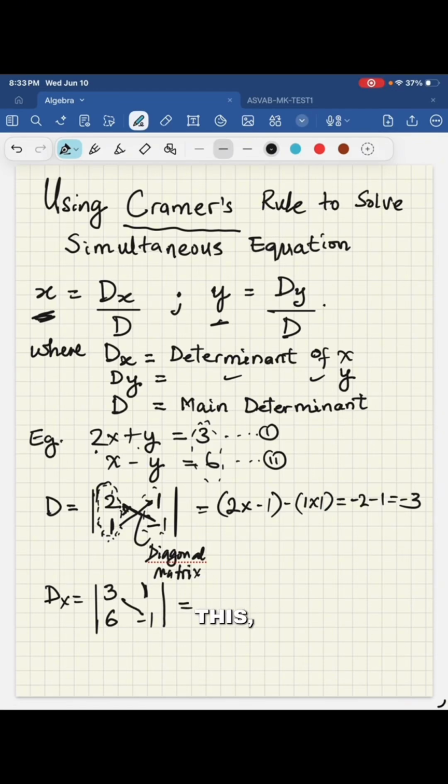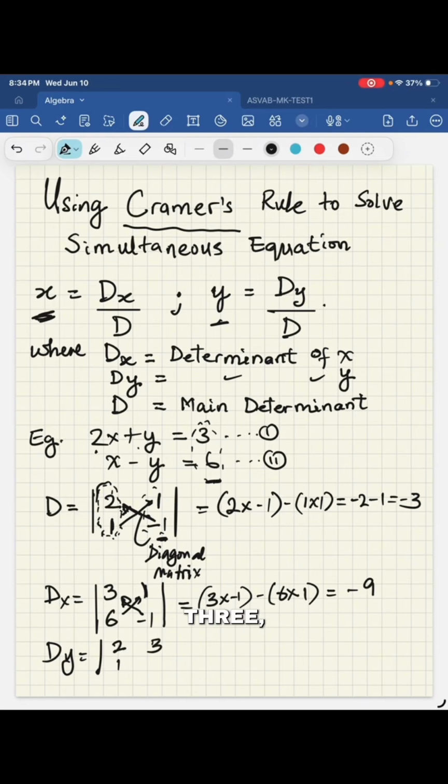Remember, you multiply this, then you subtract this one. So you say 3 times minus 1 minus 6 times 1. 3 times minus 1 is minus 3, and minus 3 minus 6 gives you minus 9. Keep that. Then for dy, you maintain this column and replace the other with these numbers. So you have 2, 1 here, and then 3, 6. Again you find the determinant: 2 times 6 minus 3 times 1. This gives you positive 9.